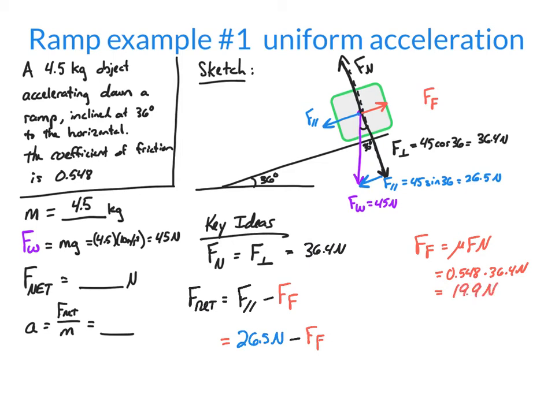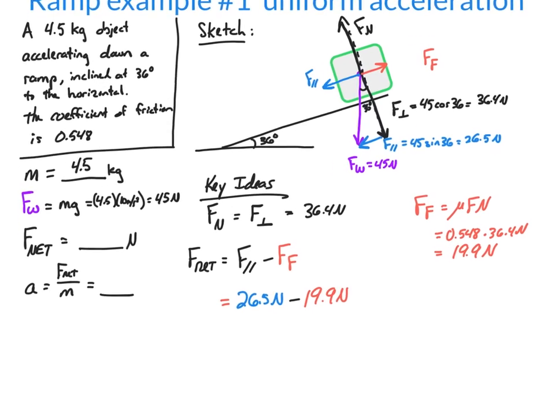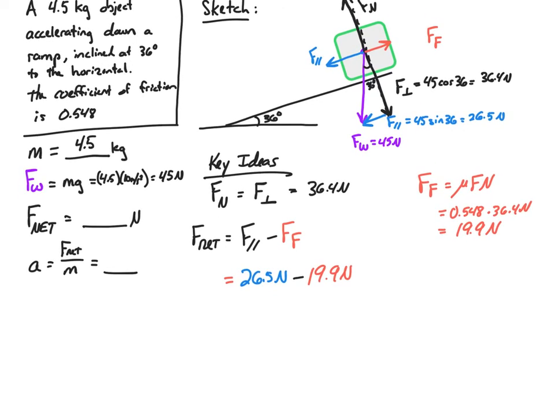Now we have a full net force equation. So here we go. We're going to substitute in the 19.9 newtons, find the difference, and we'll then know what our net force is. Using that net force, we can therefore find the acceleration. All right, so the net force in this case should be about 6.6 newtons. Substituting that in, we know it's 6.6 newtons of net force.